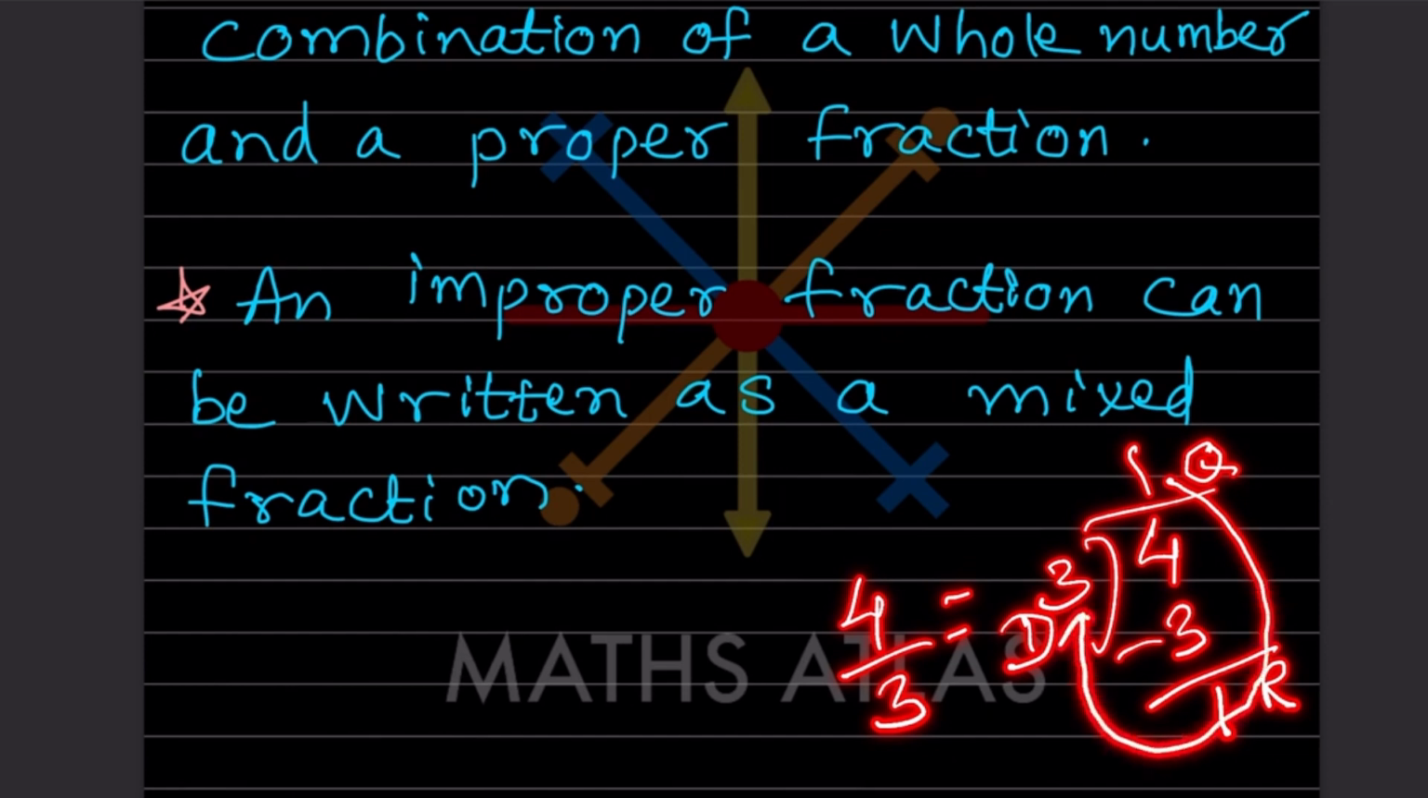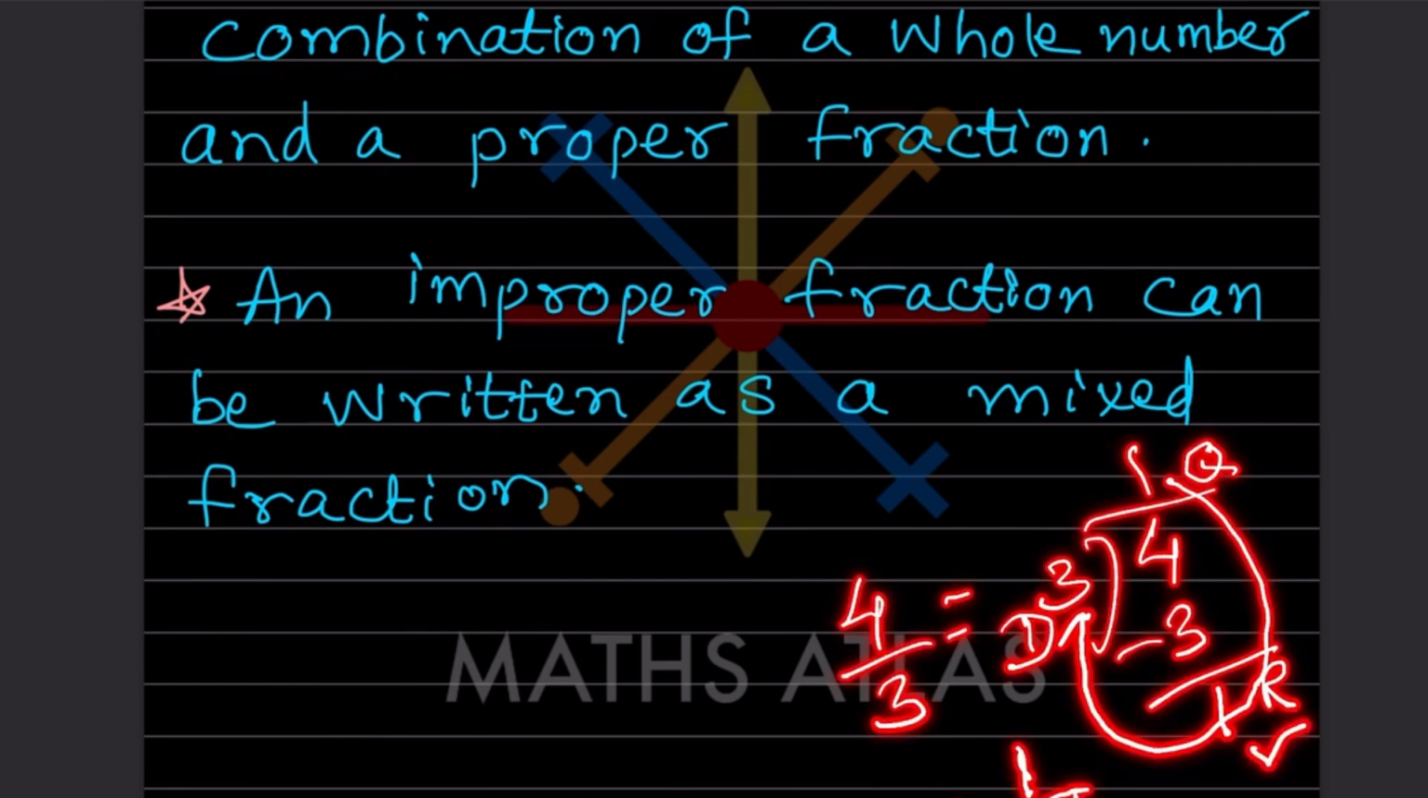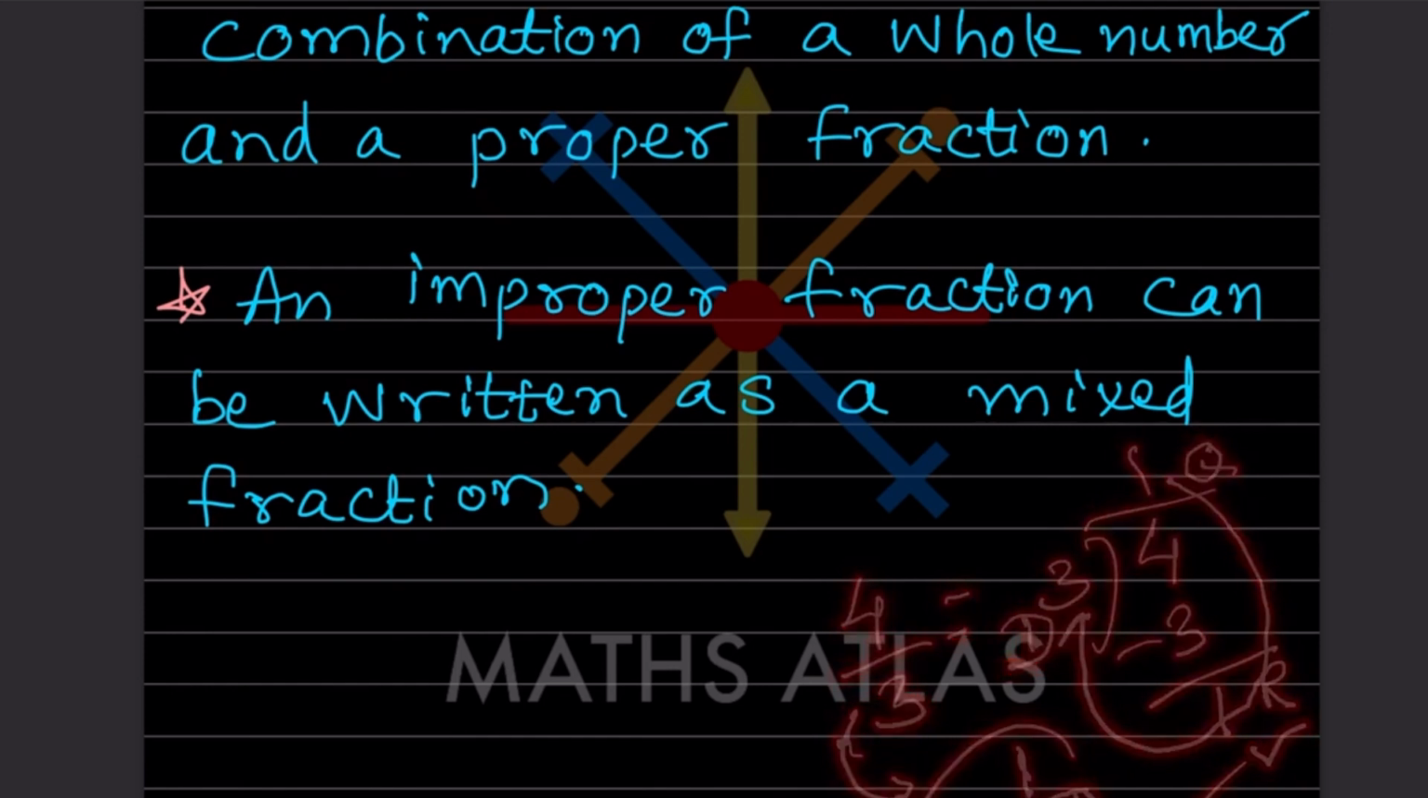You will start with the quotient. Whatever the quotient is, it will be a whole number. And what is the remainder? That will go in the numerator. This is the remainder. And whatever the divisor is will go here. Hope you got it. This is how to make an improper fraction into a mixed fraction. This is the mixed fraction.